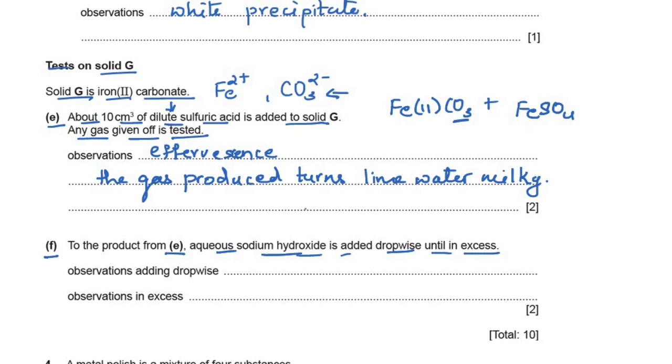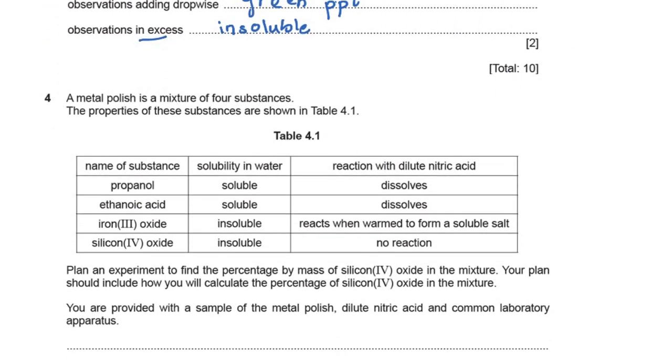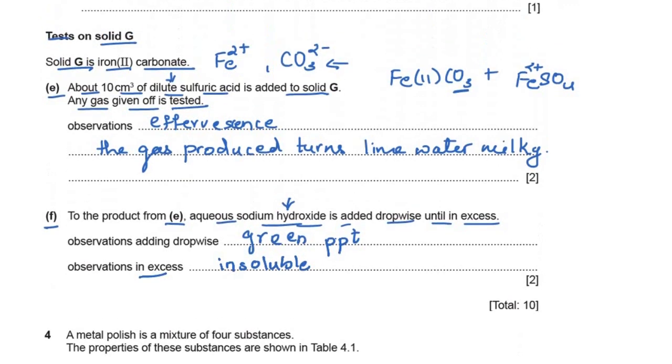Now to that FeSO4, that is ferrous sulfate, iron 2 sulfate, if we are adding sodium hydroxide, again that is a test of Fe2+ as we have already seen in the table earlier. So if we are adding it dropwise, we'll get green precipitates as we had already seen in the cation table. Observations in excess: we had also seen that it remains insoluble in the excess. So we can write, green precipitates remain insoluble. So here our question 3 ends.